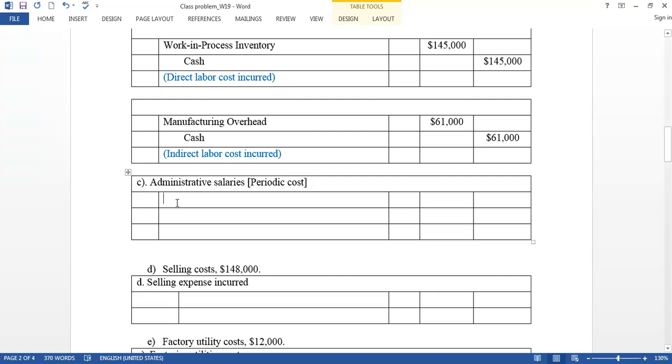So what is the journal? Journal is salaries expense debit. The question said that all expenses are paid in cash, so cash credit. Okay. So the narration is administrative salaries cost incurred.